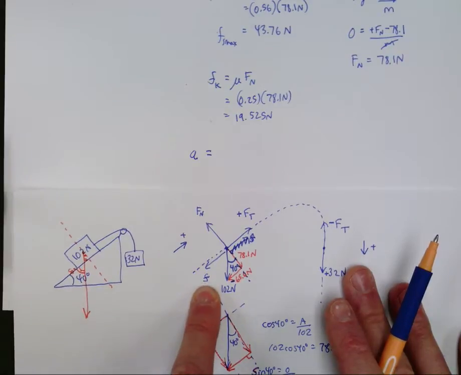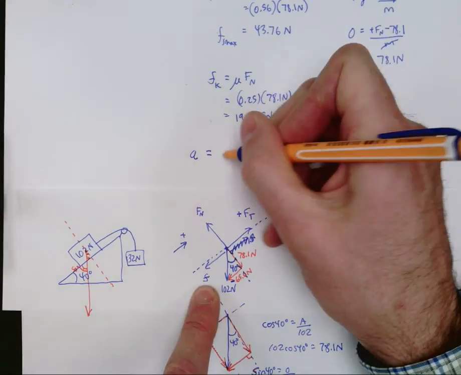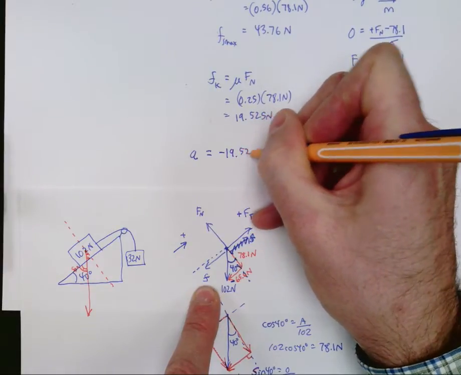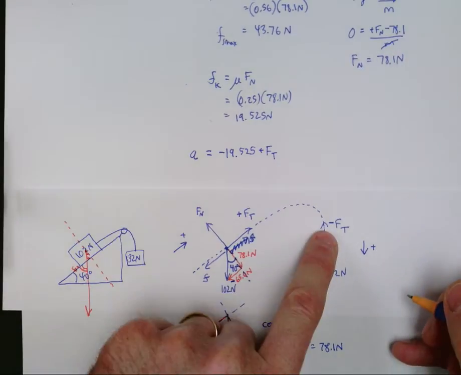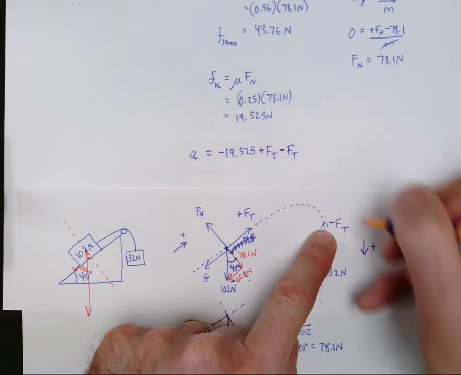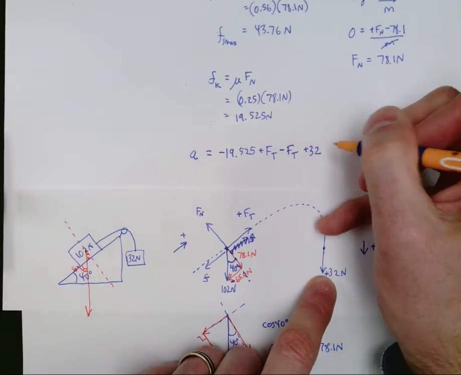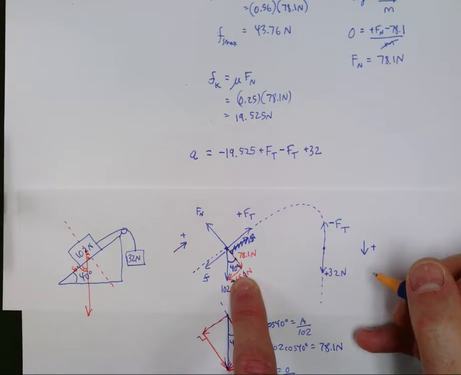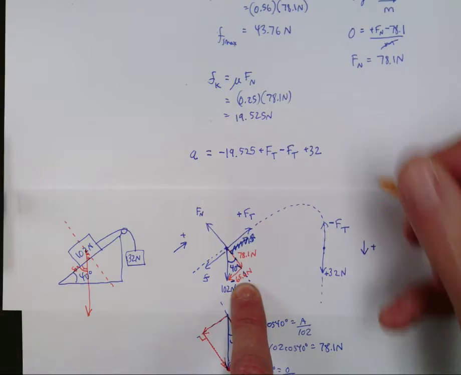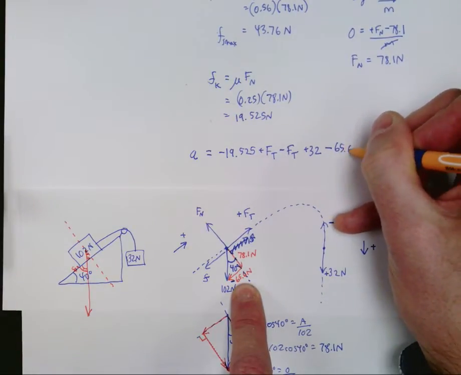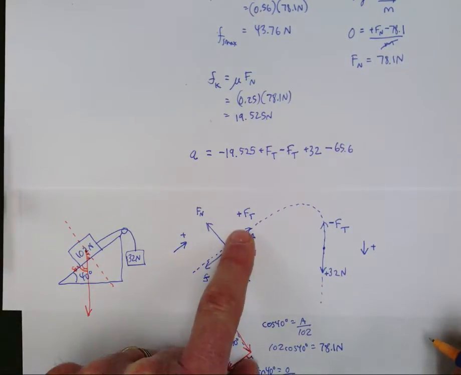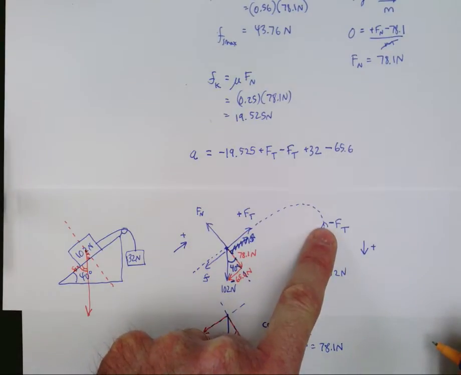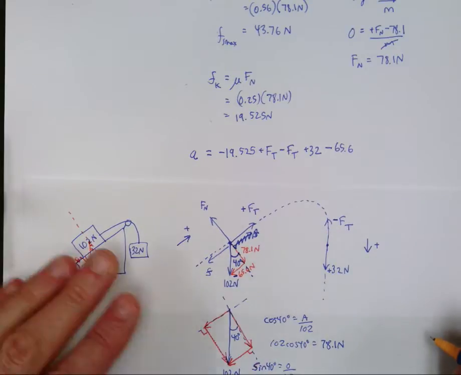So starting back here, we have friction in the negative direction. We just calculated that's negative 19.525. Then we have a tension force that we don't know, positive Ft. Then we have a tension force that we don't know, negative Ft. And then we have positive 32. And you know what I forgot, because I put it off to the side here, so it was out of my field of vision, that we also have the x component of gravity. So I have to include that as well, negative 65.6 for the x component of gravity. So 1, 2, 3, 4, 5. Those are all of the forces that are parallel to the string.